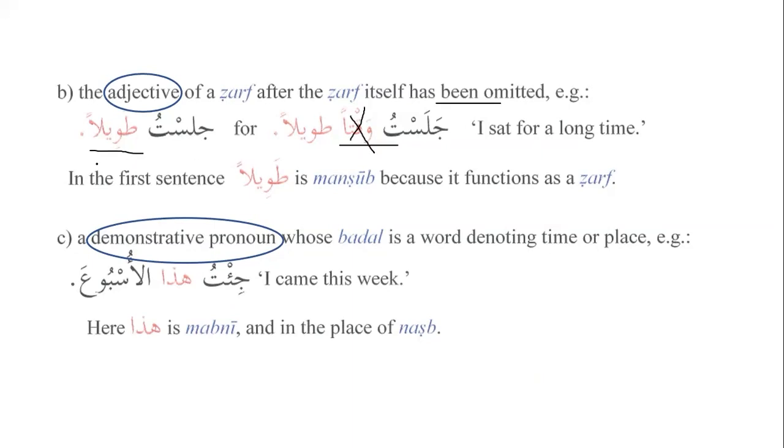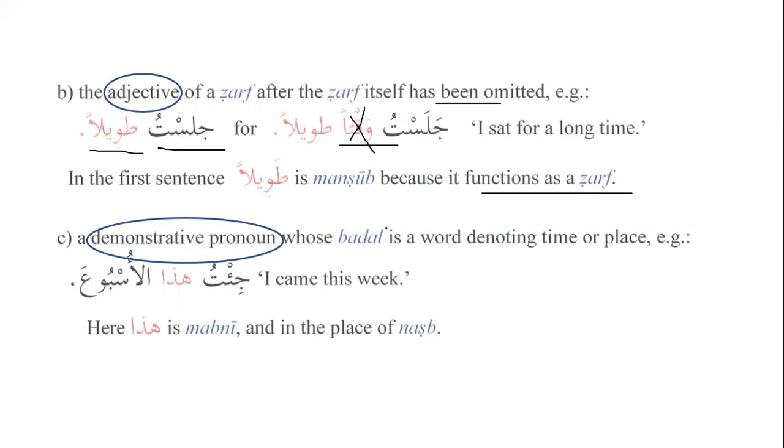So now when you say jalastu tawilan, we will say that jalastu is fail plus file and tawilan is maf'ul fihi. Why is it maf'ul fihi? Because it has taken the place of the dharf. The dharf has been dropped and it has taken the place of the dharf. In the first sentence, tawilan is mansub because it functions as a dharf. So it's confirmed now that it is doing the job of the dharf, but it is not a dharf by itself.